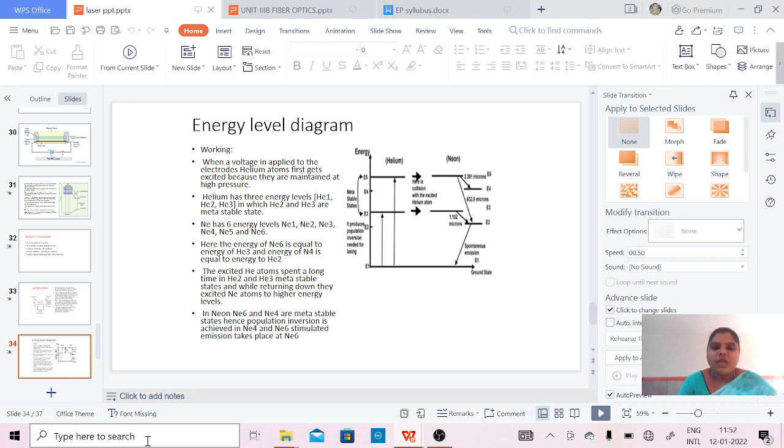While returning to the ground state, the helium atoms transfer energy to the neon atoms, raising them to higher energy levels. Ne6 and Ne4 are metastable states, hence population inversion is achieved in Ne4 and Ne6, because those are equal to He2 and He3. Similarly, He2 and He3, as we already said, are metastable states, that is, higher energy states. So the population inversion is there, and that is why stimulated emission takes place at Ne6.